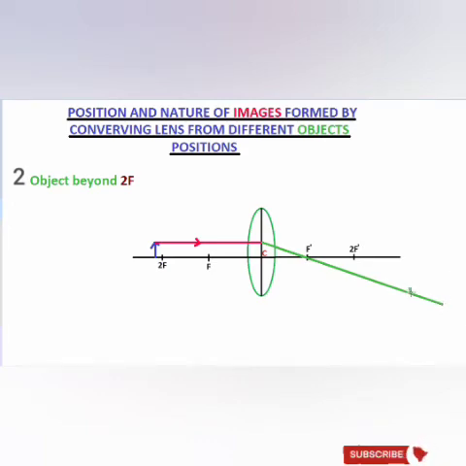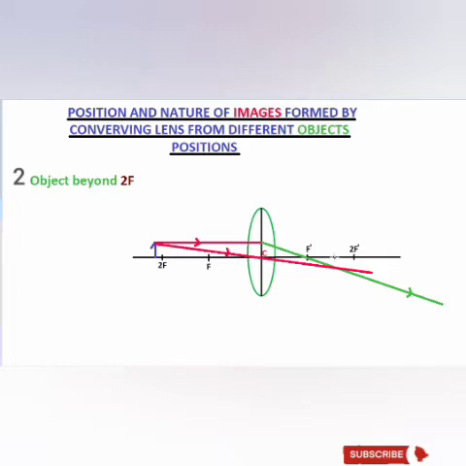So I need another ray to show where the rays will intersect, where the image will be formed. So I need another ray to be drawn to intersect with this. So a ray that is drawn through C intercepts between F prime and 2F prime. So I must indicate my direction. Now you can see where the rays intersect.